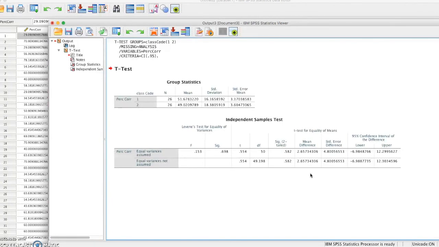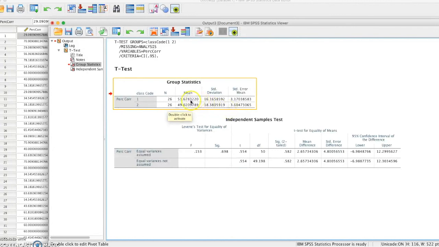Now this output gives us a lot of information. The first box up here gives us our group statistics. So it has broken it down by the percentage correct for class 1, which would be my class. It tells us that there were 26 students in the sample and that the mean was 51.6 with a standard deviation of 16.16 and a standard error mean of 3.17. My colleague's class also had a sample size of 26. Their mean was 49.02 with a standard deviation of 18 and a standard error mean of 3.6.